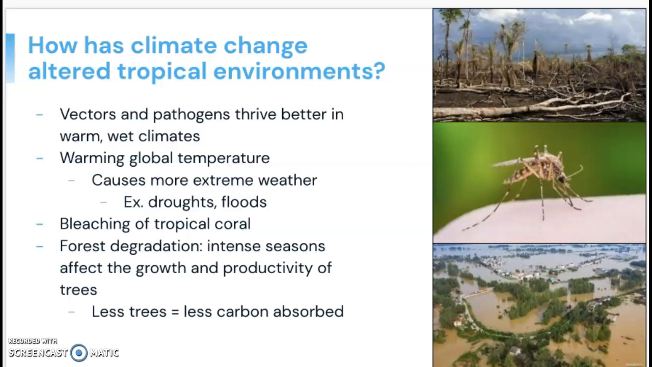The warming of the global temperature also causes more extreme weather across the tropics. Some studies have shown that the tropics have warmed by 0.8 degrees Celsius, which leads to both drier and wetter climates. More droughts, hurricanes, and floods will likely result from this, and these intense weather conditions will also have great impacts on the forests. So, forest degradation is yet another big occurrence that will continue to happen.